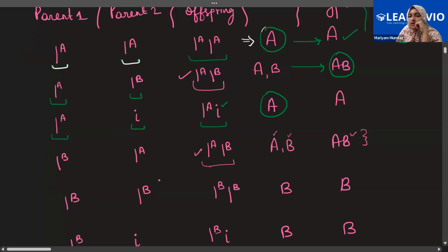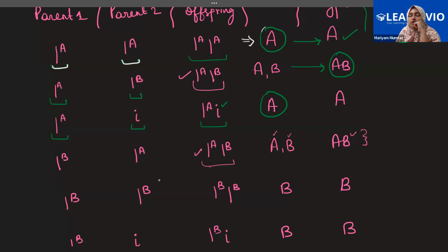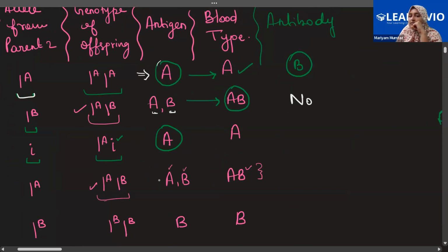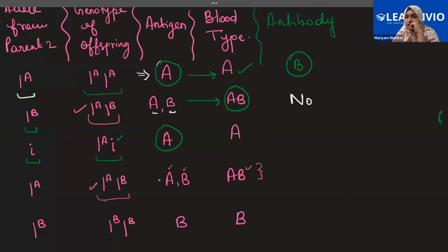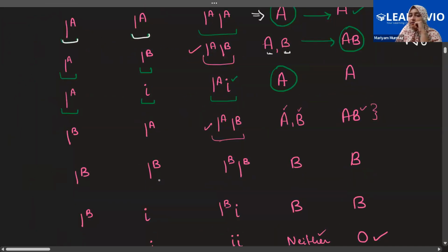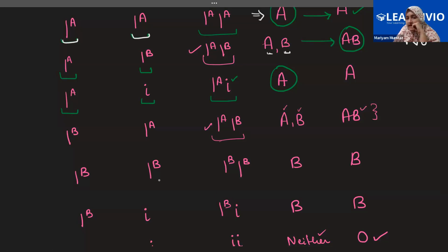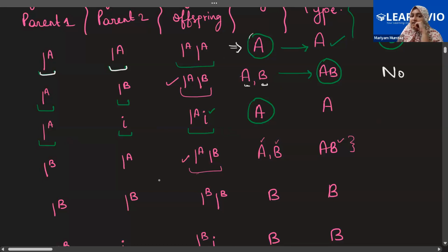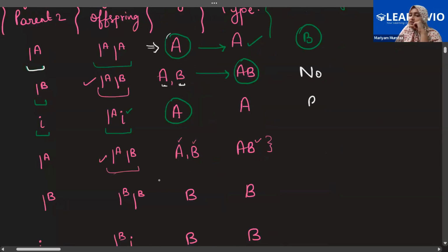Now, if IA is being contributed by one parent and IB is being contributed by another parent, so IA, IB, both types of antigens will be there, and the blood group will become AB, but they will have no antibodies. Because what will they make antibodies for? If it makes antibodies for A, then it will get destroyed. If it makes antibodies for B, then also it will get destroyed. So it has no antibodies. Clear? Now, IA and small i. As I told you, the small i will get suppressed. It will not express itself. So now the blood group is A. Again, the antigen is A, so it will make the antibody against B. Clear? Everyone is getting this now?